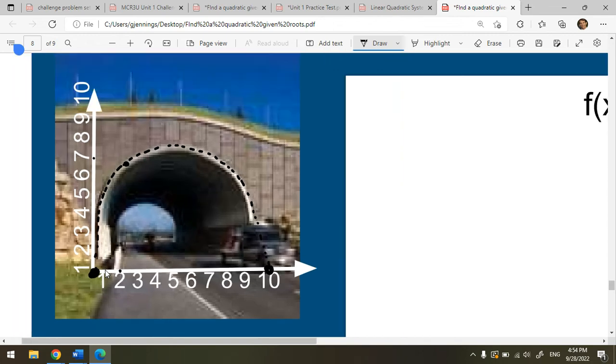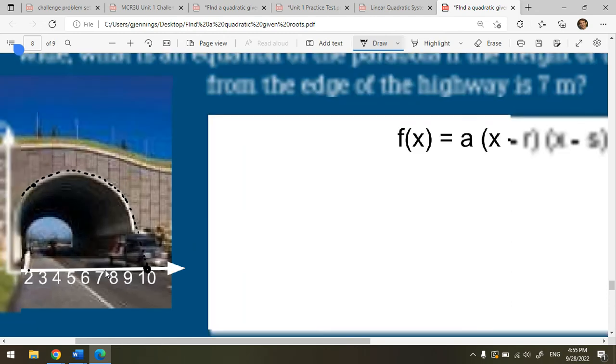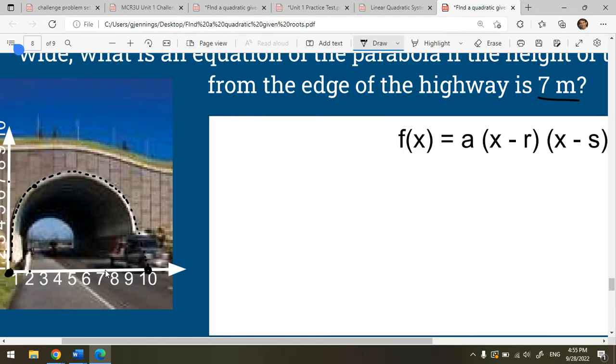All right, so let's see how we're going to do this. We're going to start by using the factored form. So we're going to have f of x is equal to an unknown value a, the stretch factor, multiplied by x minus 10, the first root, and then the second root is x minus 0. So there you go, that's x minus 0. And now let's plug in our point. This point was the point 2, 7, and let's plug it in to find the value of a.